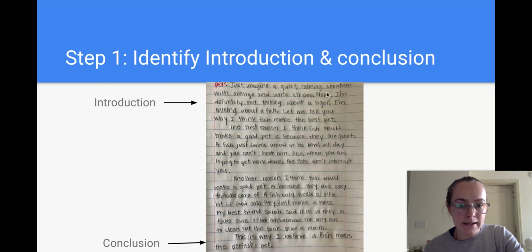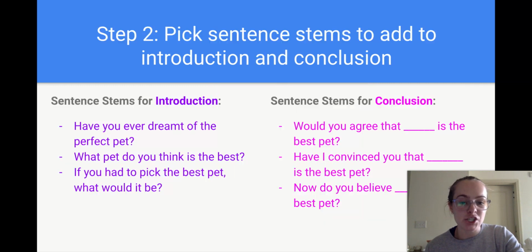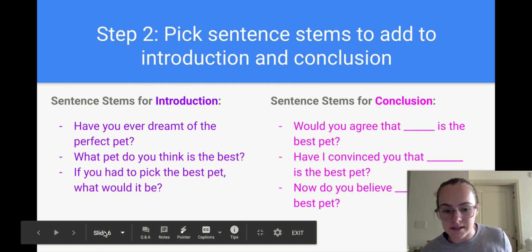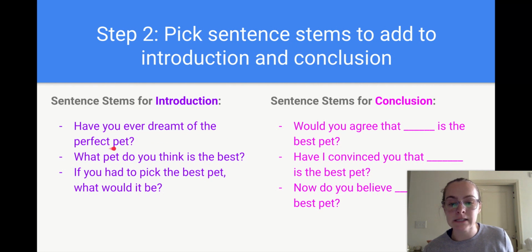Just imagine a quiet, calming creature with orange and white stripes. Nope, I'm definitely not talking about a tiger. I'm talking about a fish. Let me tell you why I think fish make the best pet. Friends, out of these 3 answer choices, I think I'm going to choose the first one. Have you ever dreamt of the perfect pet? That is going to be the sentence stem I add to my introduction paragraph.